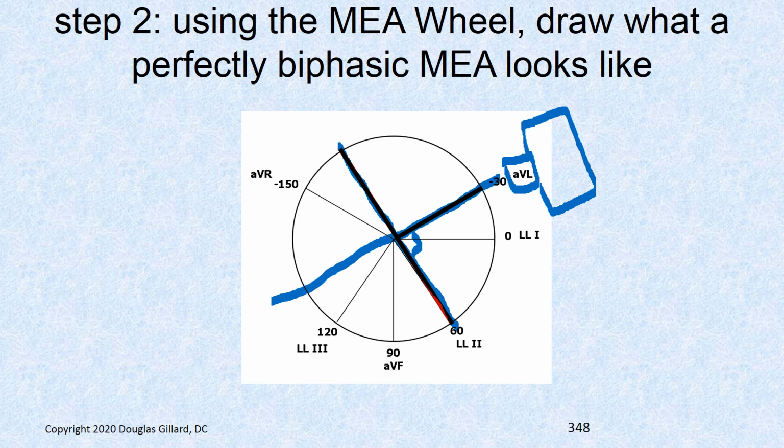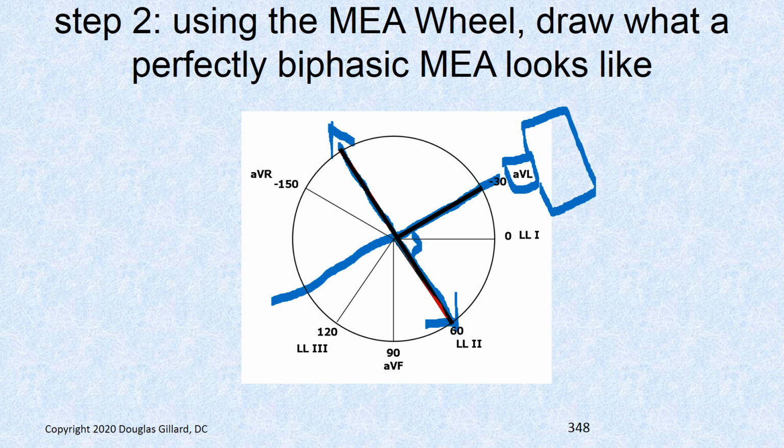All right, so I did that. So I drew a perfectly biphasic wave. What do you think step 3 is going to be? Step 3, we need to know which way the wave is flowing. Is the wave flowing this direction? Or is the wave flowing this direction? Right? Which way is the MEA traveling? Which lead are we going to look at?